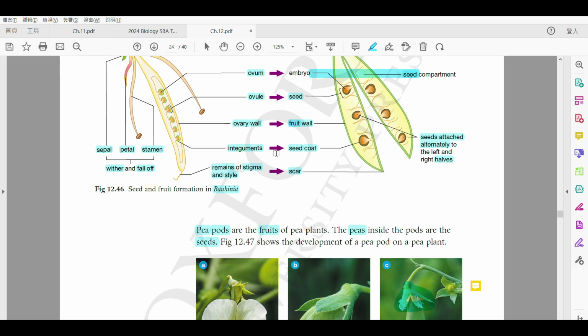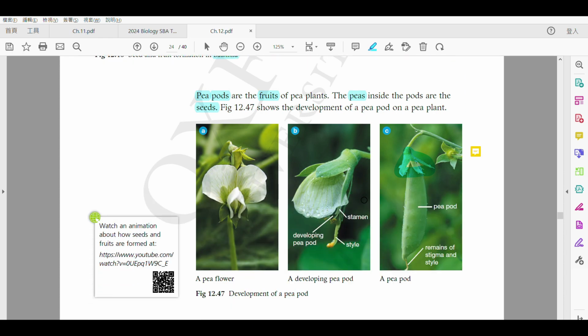Okay, what about the meat inside the seed coat? 喺個 seed coat 入邊嗰啲肉係乜嘢嚟嘅咧 So that one would be the ovum. Okay, that would be the ovum， 亦都係個 embryo 啦。Okay, so that's all about this page.